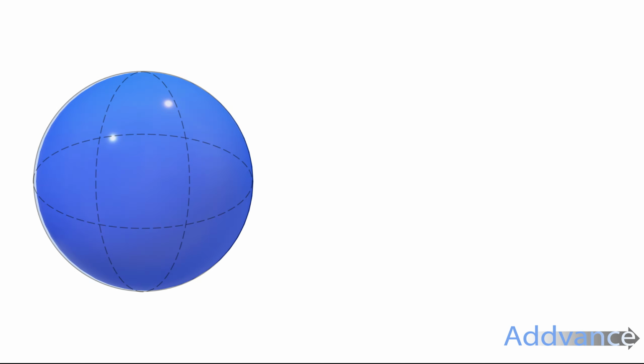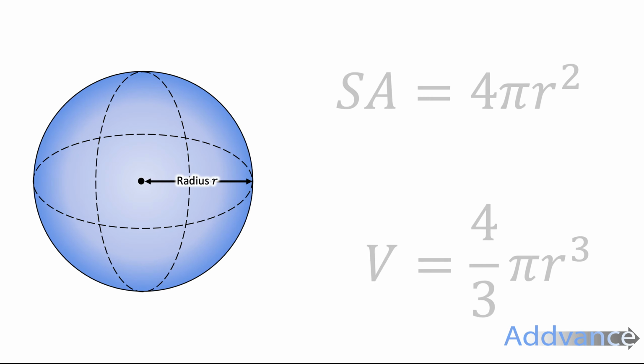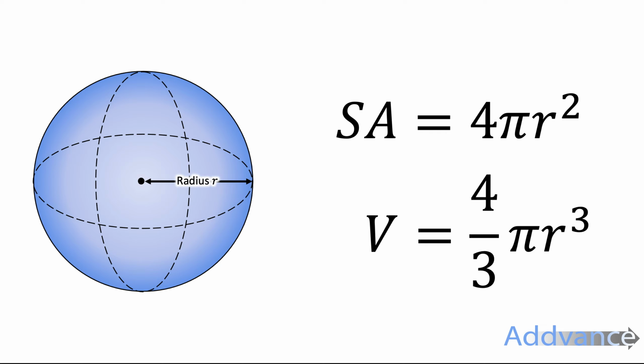Okay, so let's start with spheres. This is a sphere here, just like a ball, and the surface area is given by 4 pi r squared, where r is just the radius of the sphere. The volume is given by 4/3 pi r cubed. These formulas are normally given to you in the exam, but they're still nice to know anyway.